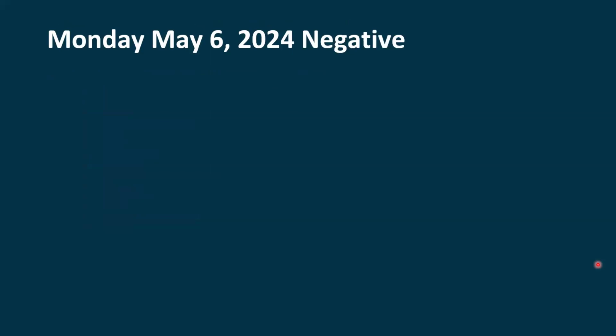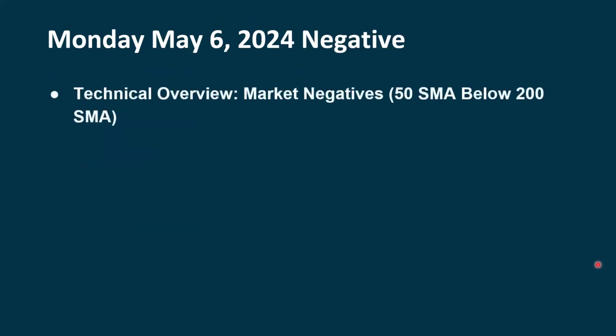Then we look at the negative things. And this is when the 50-period moving average is below the 200-period moving average. And this list is pretty short. We have the Japanese yen to the US dollar and the euro to the US dollar.